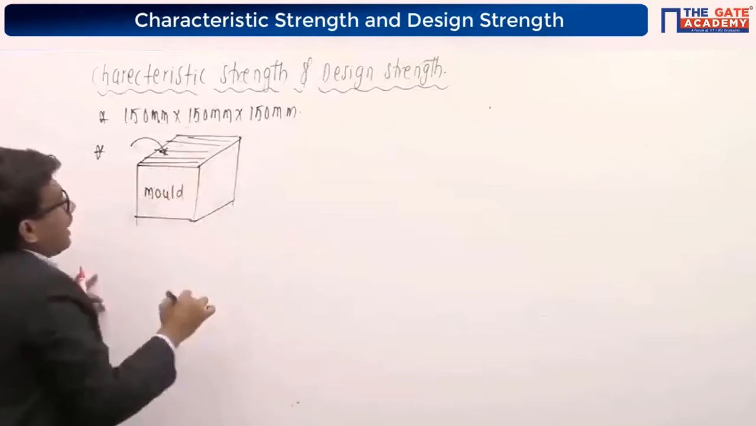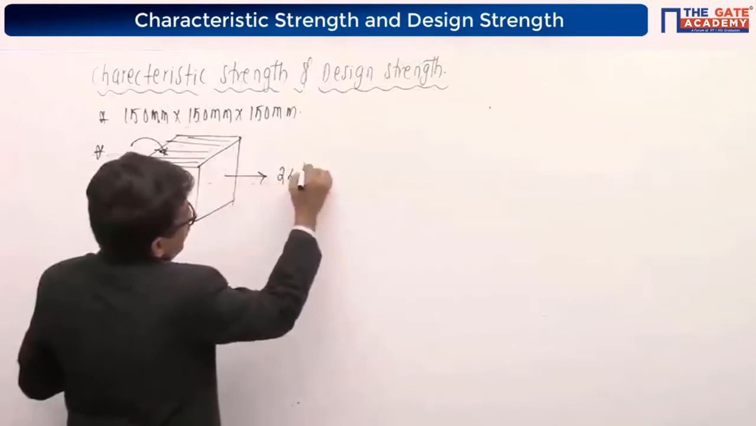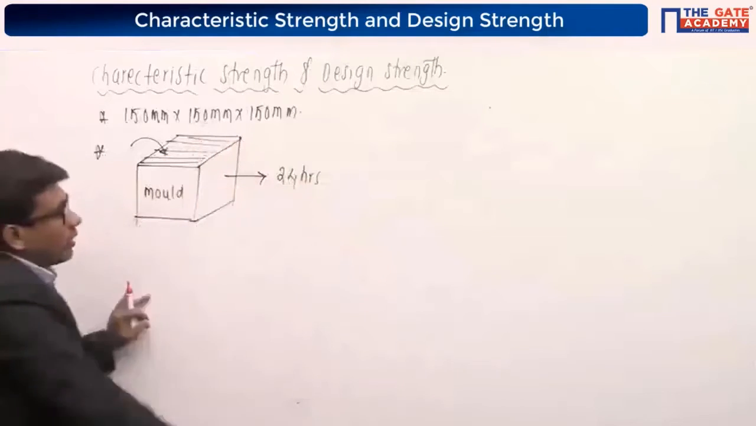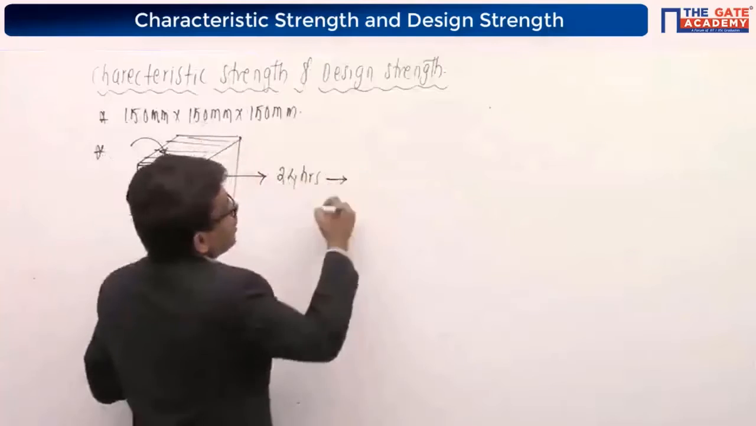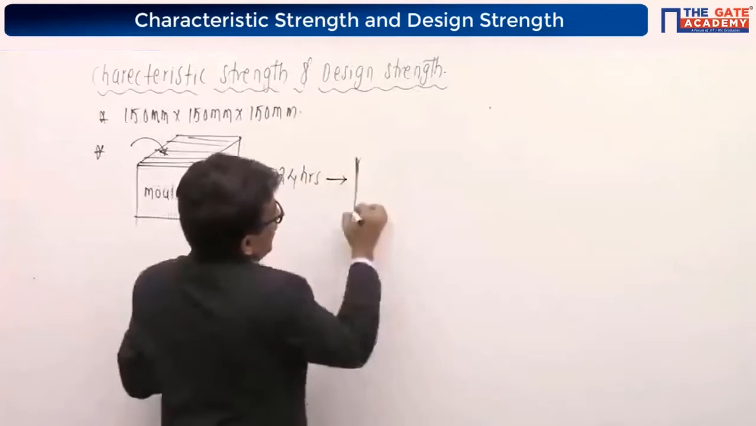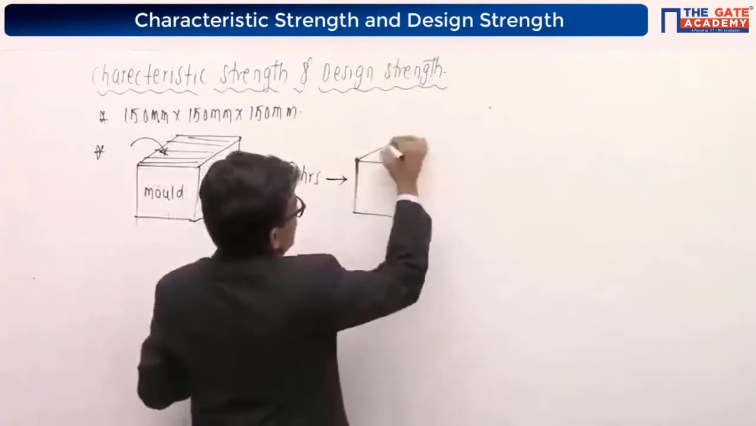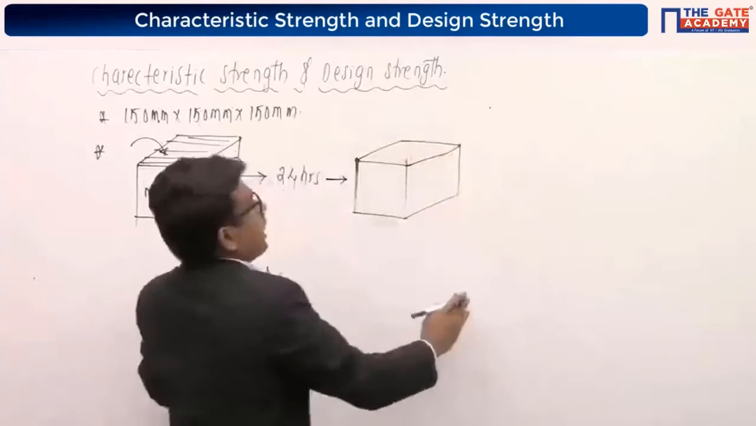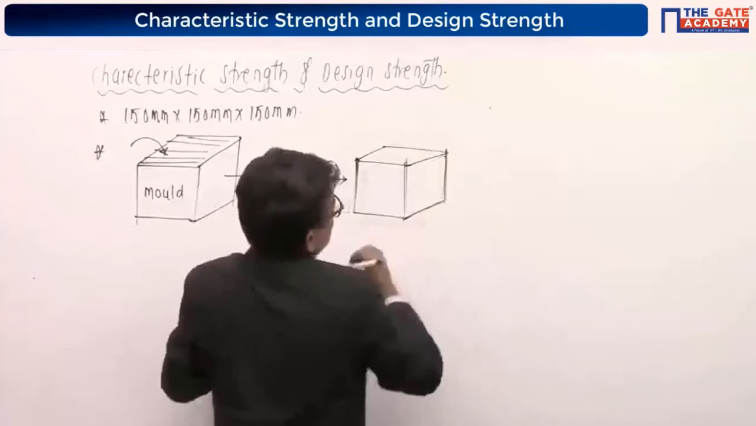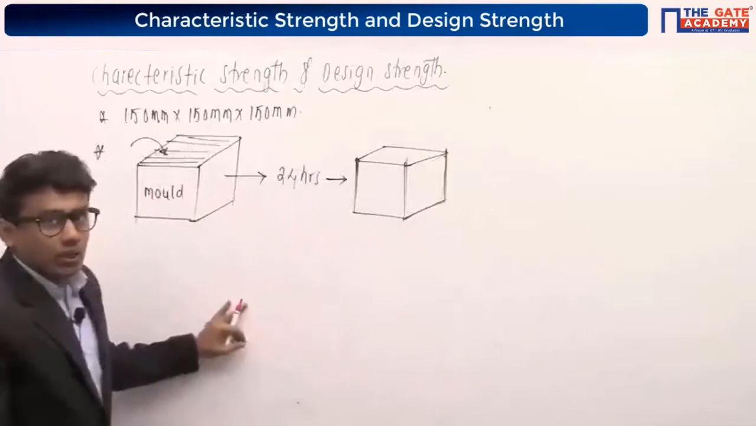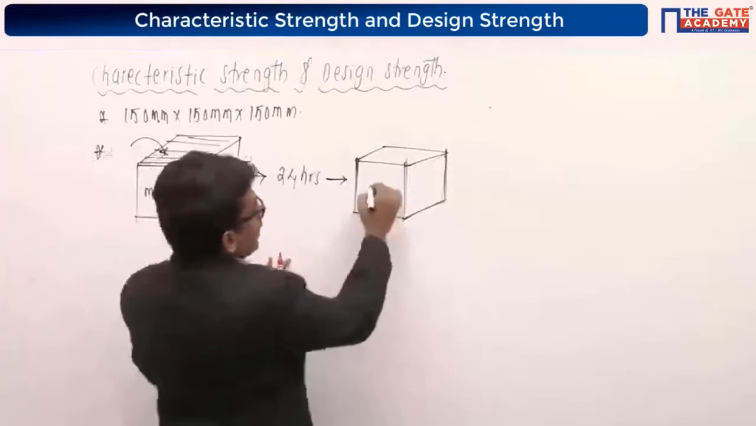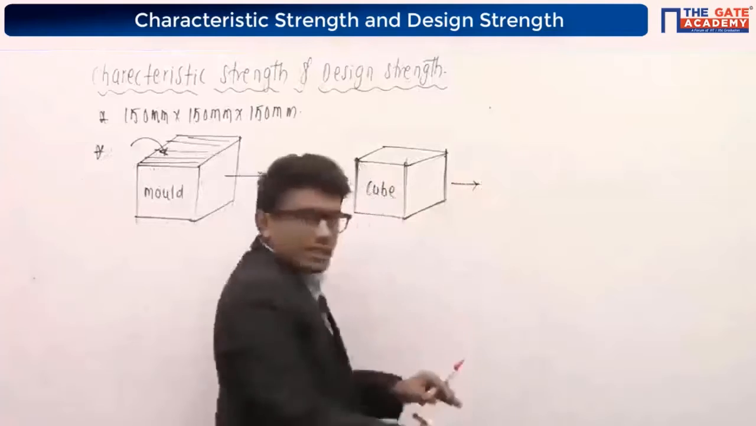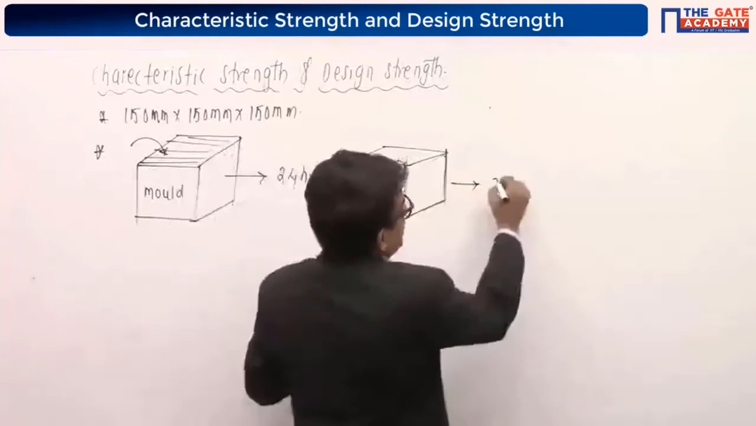Then, keeping the concrete inside the mold for 24 hours, I'll take it out. After 24 hours, I'll get a cube like this. Suppose this is a cube I obtained after 24 hours. This concrete cube I'll take for curing, immersing it in water for around 28 days.